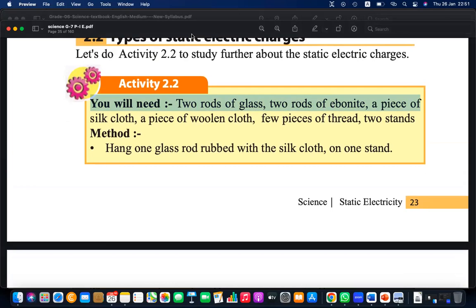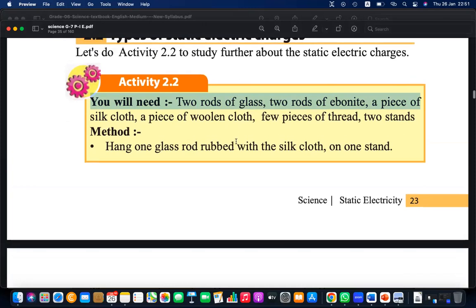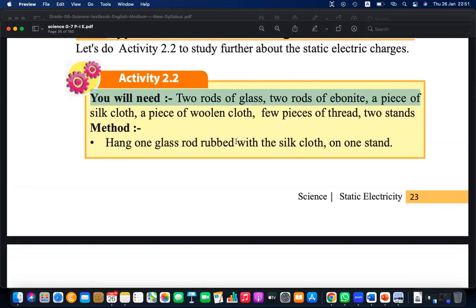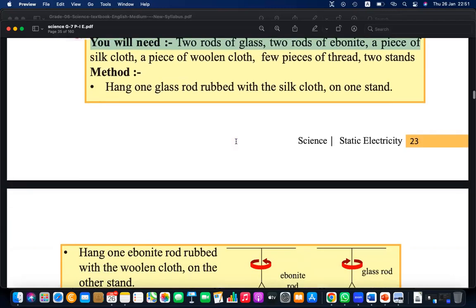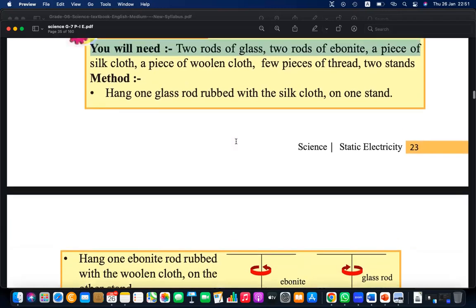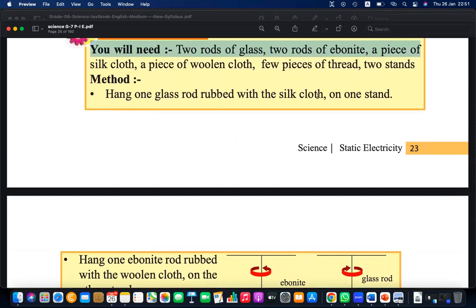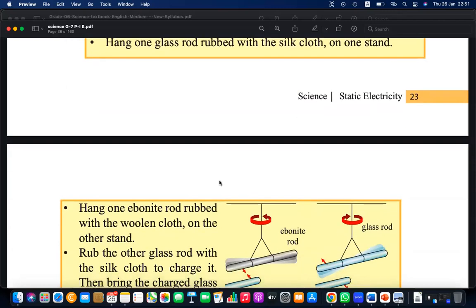Okay, I will give you a small note now, but before that, please focus on this. The first thing is, you have to rub the glass rod with the silk cloth, and the other one, the ebonite one, you have to rub with a woolen cloth. That is what the proven results say. You can rub this with a woolen or silk cloth also, but the result is not as expected. That is why you have to use the woolen cloth.